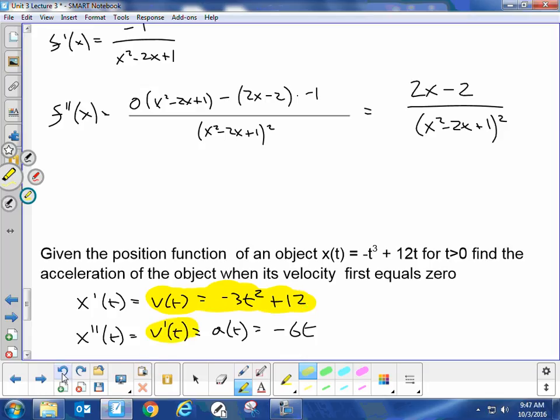So what am I going to do? Set my velocity function equal to 0, solve, find t, plug it into a. All right, go ahead and do that real quick. Now we know the second derivative of position gives us acceleration.